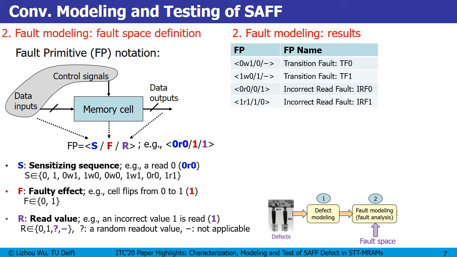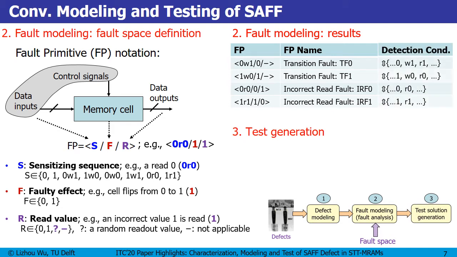Now let's take a look at the fault modeling results. By using the conventional approach, we got 4 fault primitives. There are 2 transition faults and 2 incorrect read faults. Next, we can do test generation. Each fault primitive has its own detection condition. For example, for the first transition fault, we have to first initialize the cell to 0, then apply an up transition write, then read back the value. If we get 0 instead of 1, then we can see this fault primitive is detected. By merging these 4 fault detection conditions, we can get a March test.